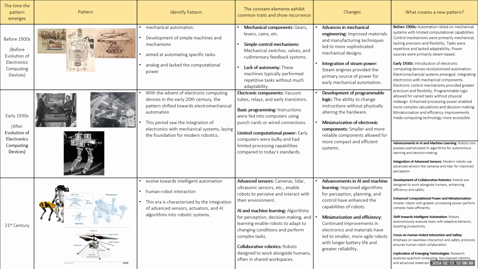So what creates a new pattern between these two different eras? The thing is that we have autonomy. Back in the day, we only relied on mechanical systems and limited computation power, such as analog computation. Most of the power resources relied on steam technology or natural resources such as water. And most of the tasks were repetitive and lacked adaptability.